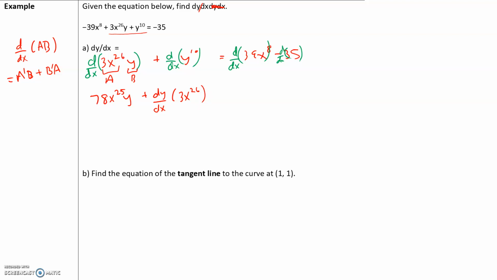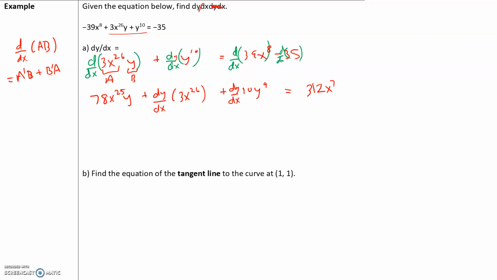Okay. Then we have d/dx of y to the 10th. So the 10 comes to the front. This gives us 10y to the 9th. However, if we put a y here, this is going to give us a dy/dx. On the right side, if I multiply 8 times 39, this will give me 312x to the 7th power. The derivative of a constant is 0, so we can ignore that.